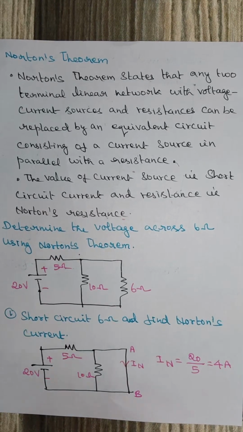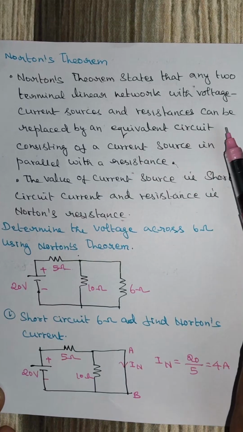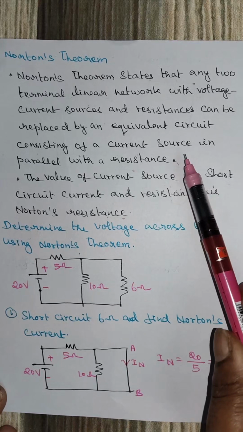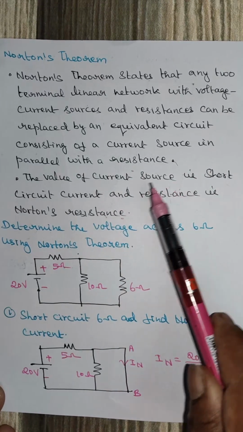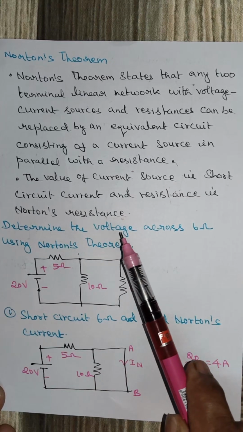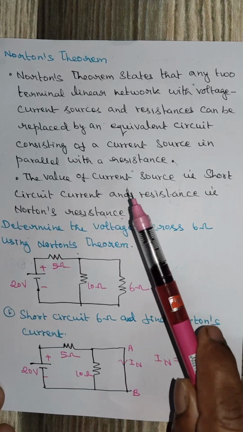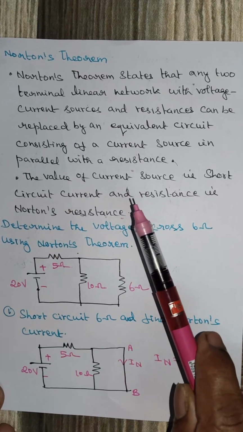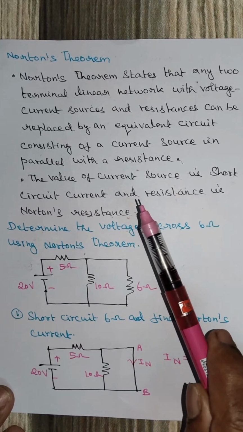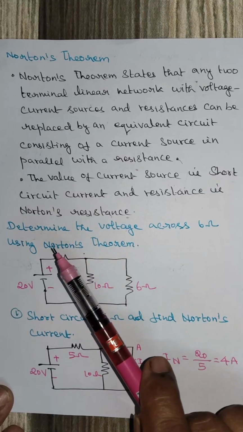Norton's theorem states that any two-terminal linear network with voltage and current sources and resistances can be replaced by an equivalent circuit consisting of a current source in parallel with a resistance. The value of the current source is the short circuit current and the resistance is Norton's resistance. So, similar to Thevenin's theorem, Norton's theorem is also used to reduce a complex network into a simpler network in which we can find the current through any of the elements.